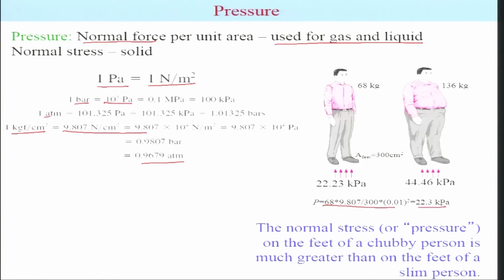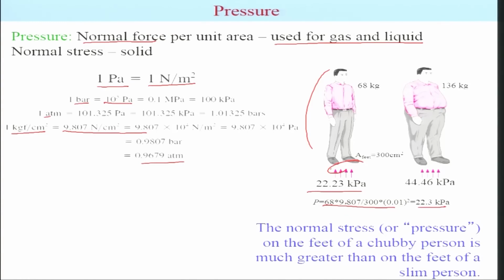You can clearly calculate the pressure acting on our feet by knowing simple relations here. So you have the weight, and you can clearly see based on this analysis that the pressure for this person acting here is around 22.23 kilopascal.